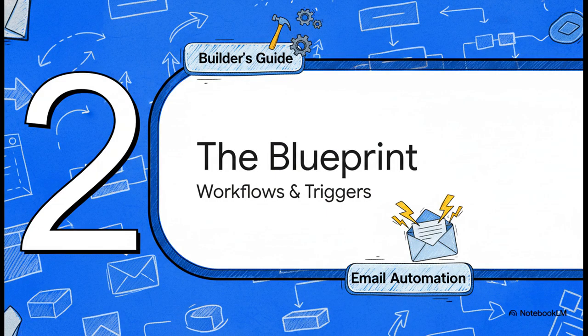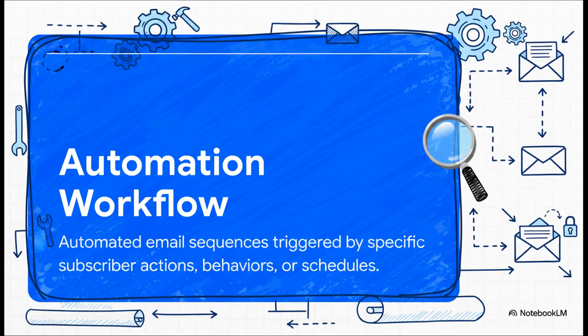All right, we've got our tools. Now we need the plan. So let's move on to the blueprint. This is where the real intelligence of the system lives. We're talking about workflows and triggers. You see, a workflow is basically just a series of if-then commands. If a subscriber does this, then the system automatically does that. The key here is that it's not a preset schedule. It's a reaction to what your audience is actually doing. And that makes the whole conversation incredibly relevant.